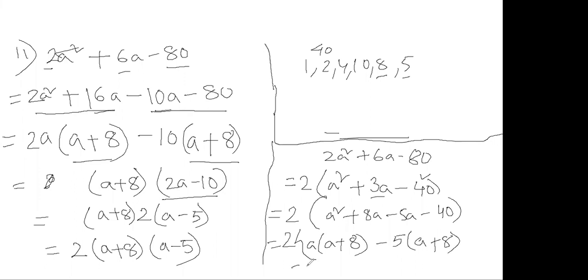So finally what do we get? 2 in the beginning. Then a plus 8 is common in both sides. So we write a plus 8, then a minus 5. So this way also you can solve, this way also you can solve. Okay, the answer will be always the same.